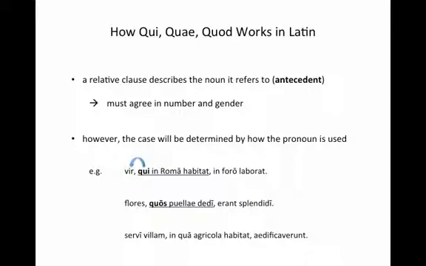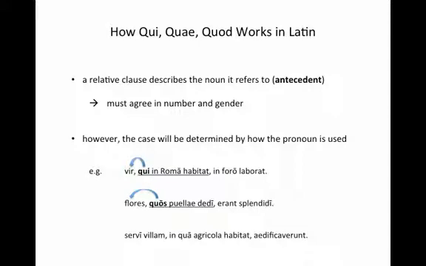If we look at this in the larger context of the sentence, we know that quos refers back to flores, flores being the antecedent, because they are the same gender and number. And so when we put this together, we get "the flowers which I gave to the girl were splendid." Note here that even though quos is referring back to flores, it is not in the nominative, it's in the accusative, because that's how it functions within the subordinate clause.